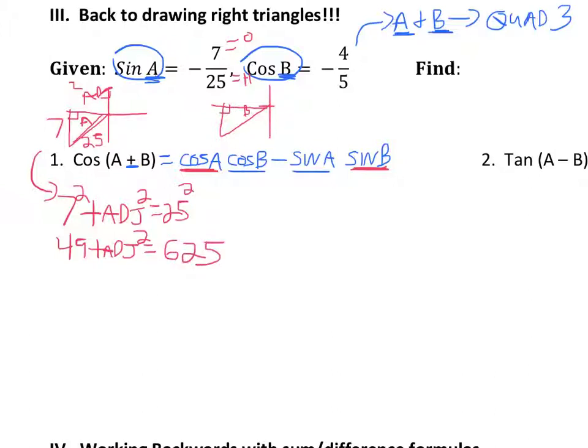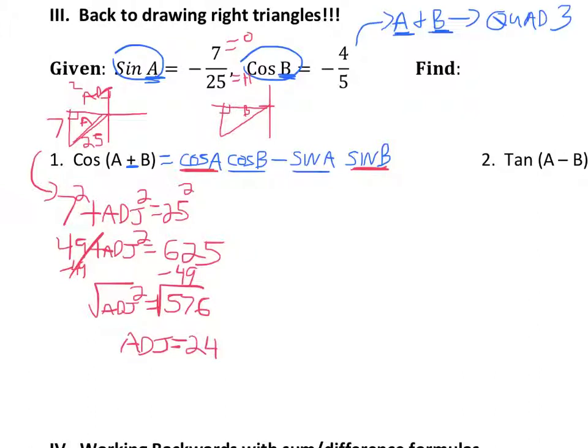Then you subtract 49 from both sides. So you get the adjacent side squared equals 625 minus 49, which is 576. Then you take the square root, and you do get a whole number. 576 is a perfect square. That gives you 24. The adjacent side is 24. That's probably a Pythagorean triple that you didn't recognize. I really didn't recognize it, so you have to use the Pythagorean formula.